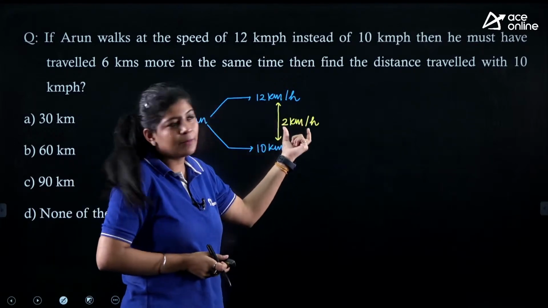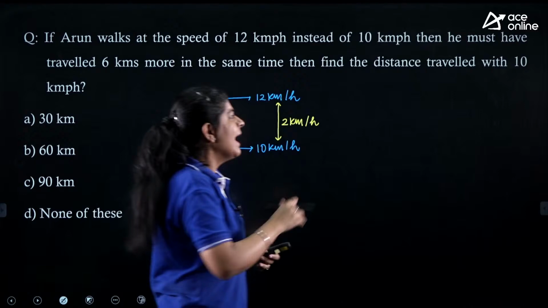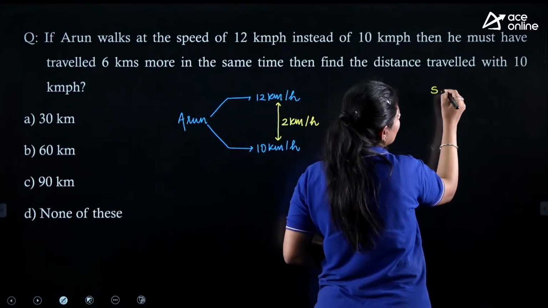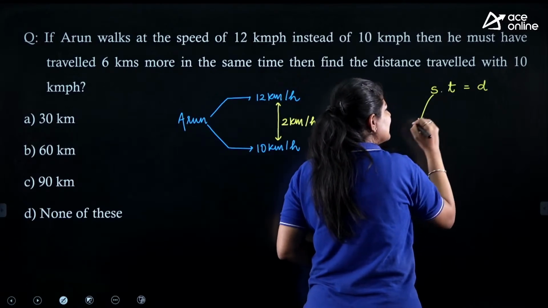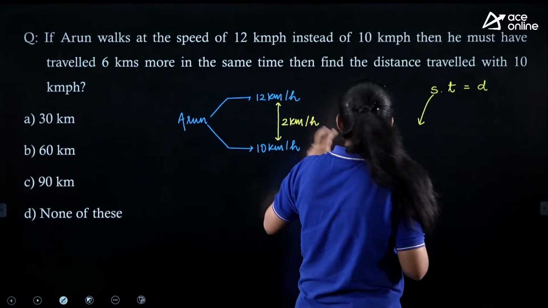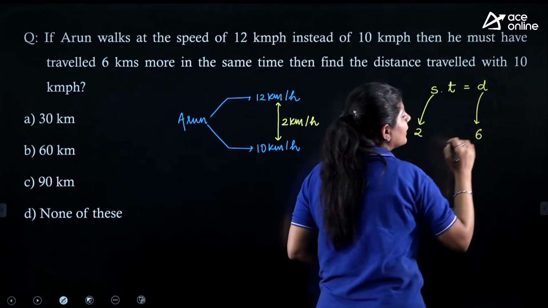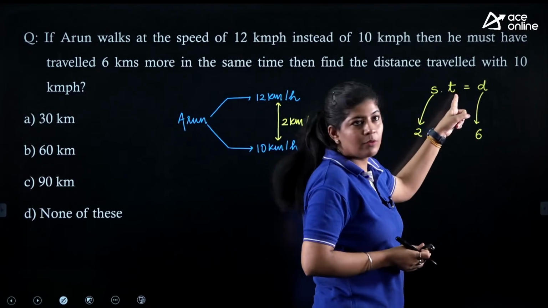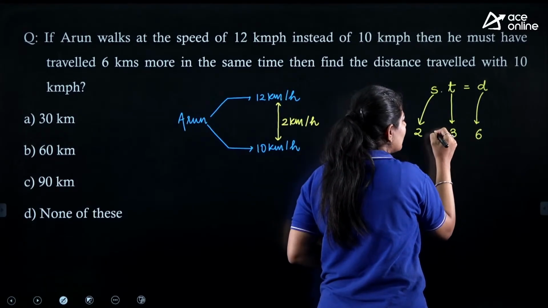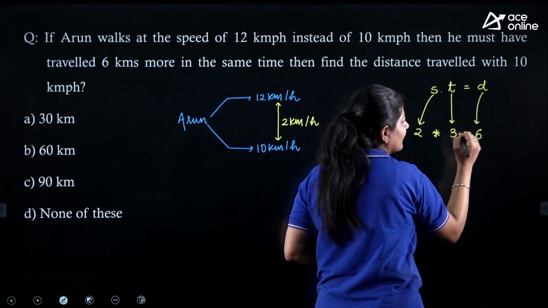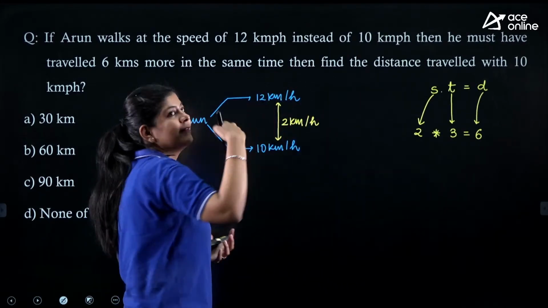Because of this 2 kilometers per hour, he can travel 6 kilometers more in the same time. And we know the formula: speed into time is equal to distance. The difference in the speed, that is 2, lets him cover 6 kilometers more. So what value should I put here as t? The time period is 3, because when I multiply 2 with 3, I get 6. So basically they are taking 3 hours.